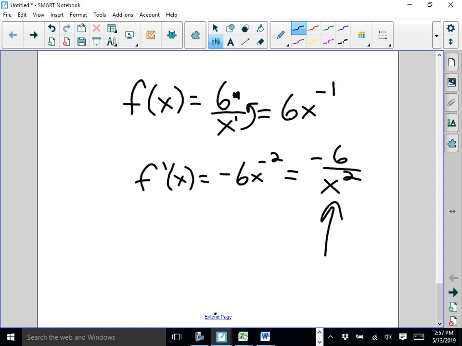With 6 over x, you might be thinking, oh, isn't that natural log? No, no, no. The derivative with x on the bottom is not natural log. That's the integral. The integral of 6 over x is going to be 6 natural log absolute value x. Okay?